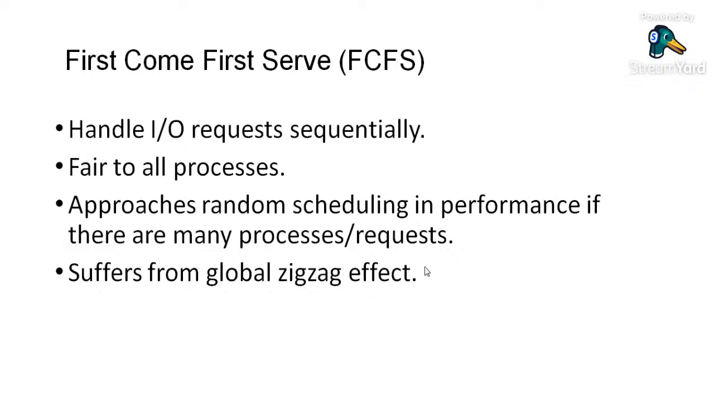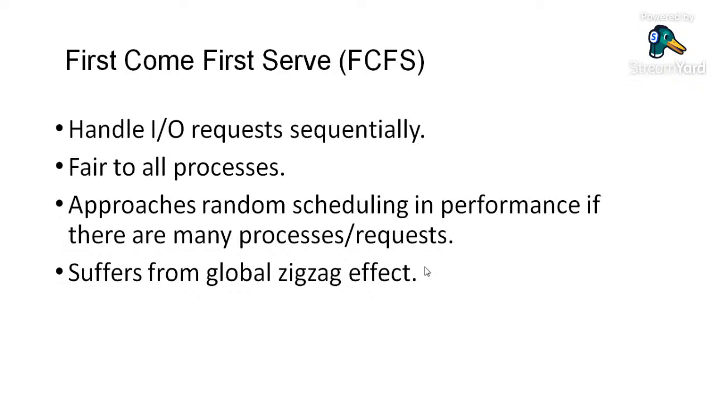It approaches random scheduling in performance if there are many processes per request. So if there are many processes per request, then it goes for random scheduling. And finally, it suffers from the global zigzag effect. Why does first come first serve suffer from this? Because the request which entered first, it is going to serve.